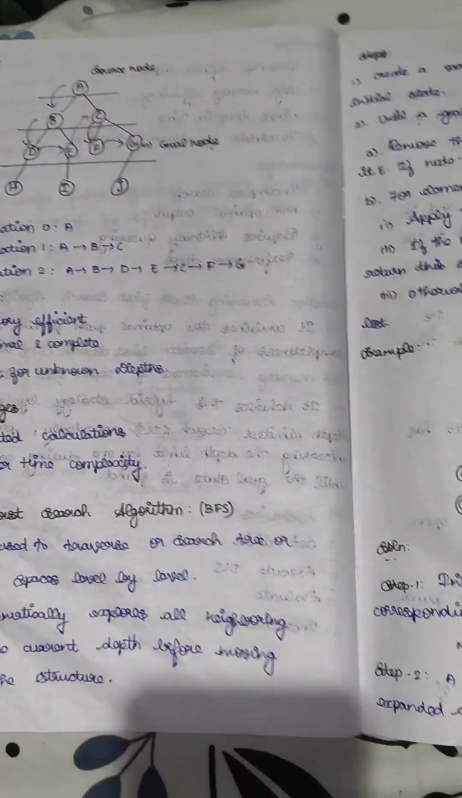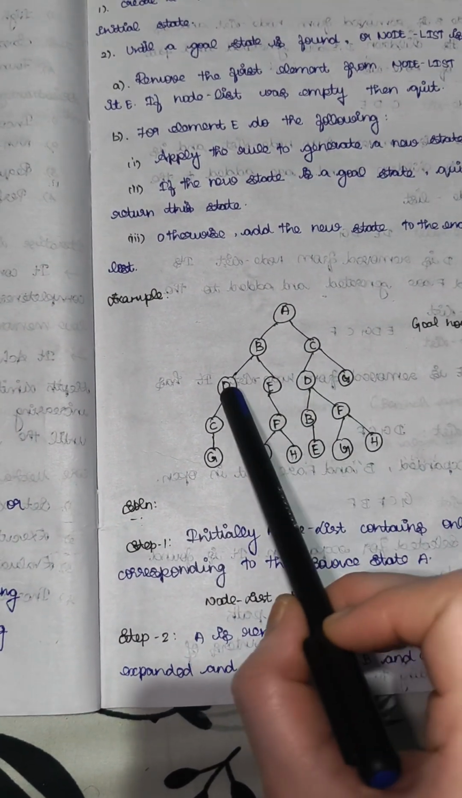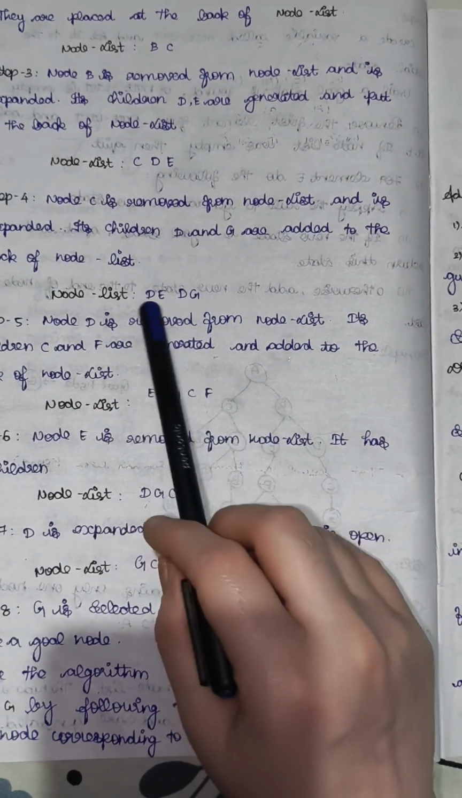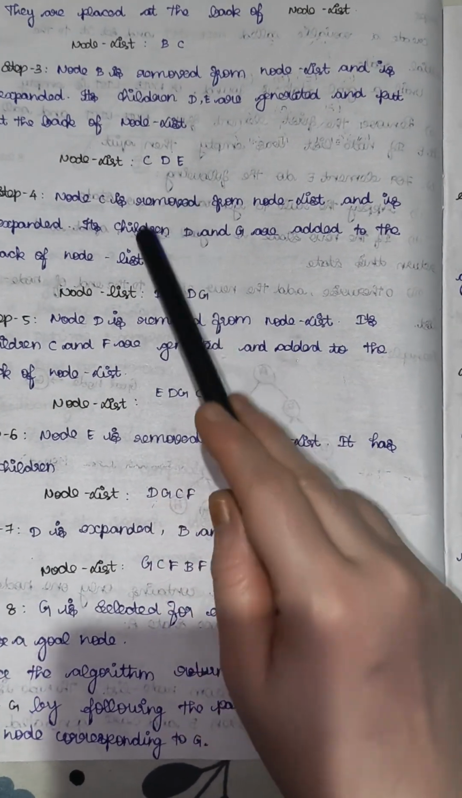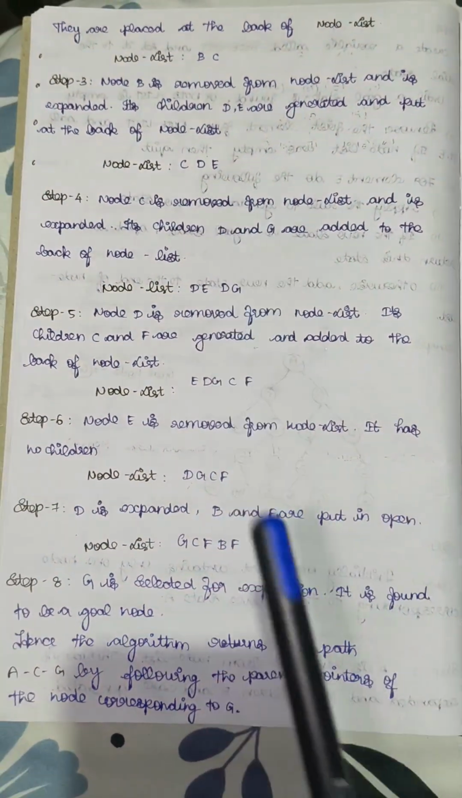So the child of C is what? The child of C is D and G. So I have to add them at the back of D, E. So in the next step, what we have in the node list is D, E as it is, and D and G are added. That means the child nodes of C are added at the back.